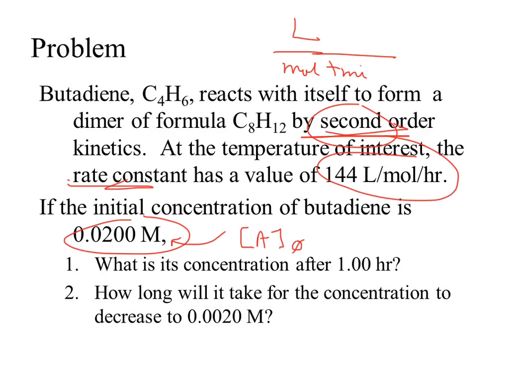So for the next one, it says how long will it take for the concentration to decrease to 0.0020 moles per liter. In that case, that's our target concentration, the 0.0020 moles per liter. Of course, we have A0, the initial concentration. We have k, and now we're solving for t.